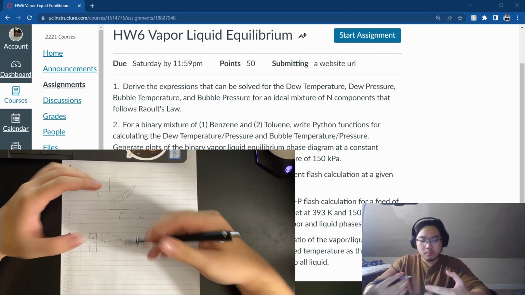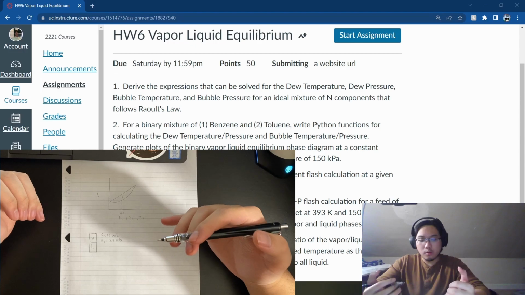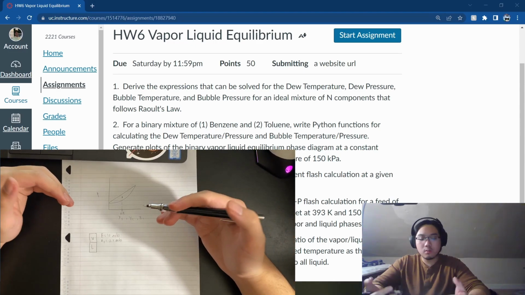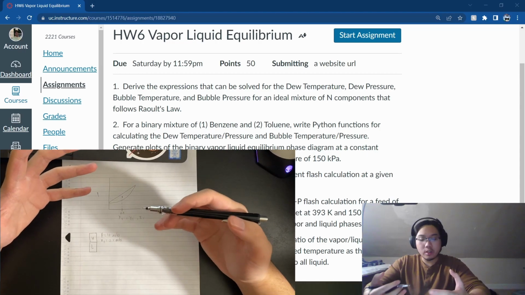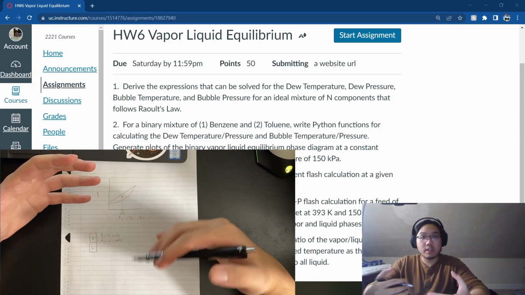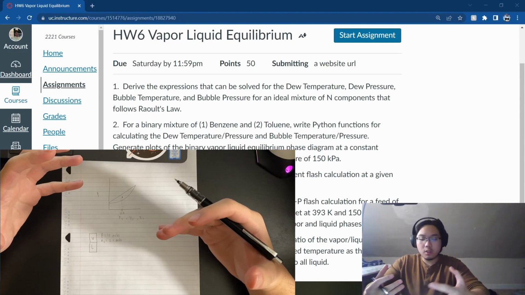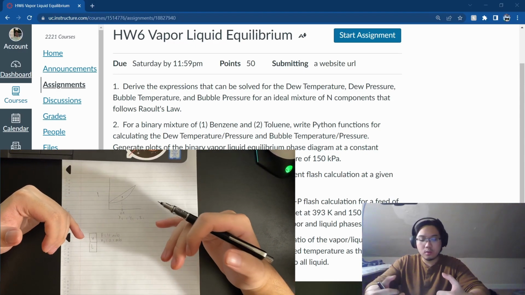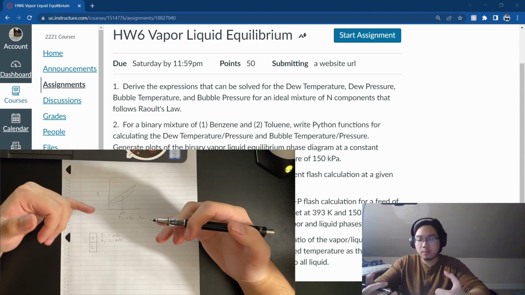So inside this container, 40% of it is benzene, right? And we want to figure out now how much of that is actually vapor and how much of that is actually liquid. Right, so there are some equations we can use to solve this, right? So we can write some balances to start with.